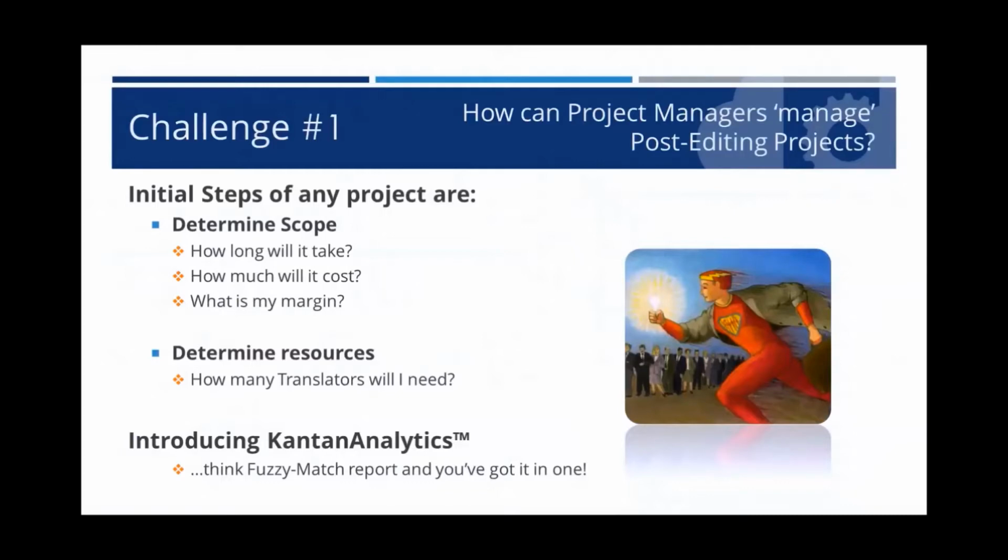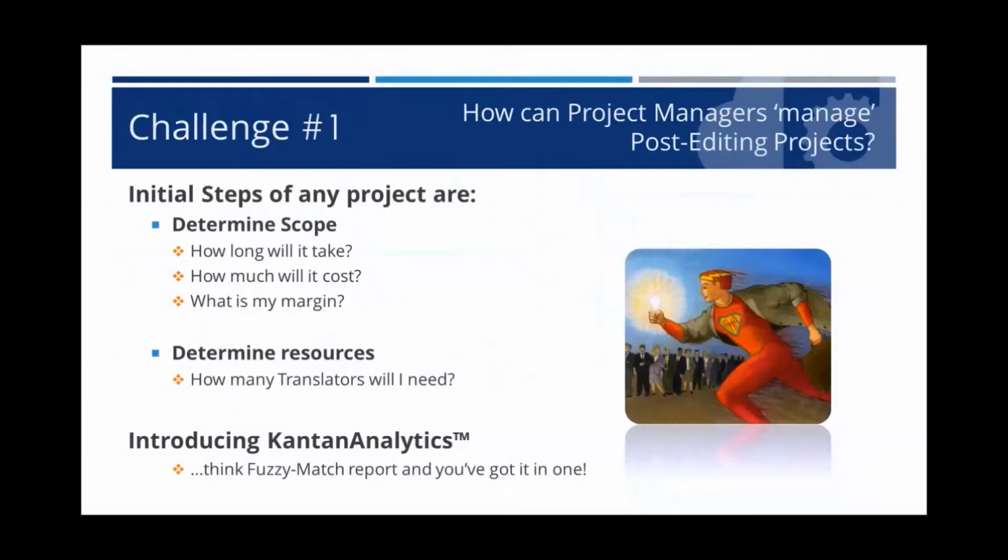Well, Kantan has been busy trying to solve this problem for our clients, and in order to solve it, we've introduced a technology called Kantan Analytics. And what Kantan Analytics is, basically, is a fuzzy match score for machine translation systems. And what it in essence allows you to do is to take sentences for translation and determine the quality of the translation output. Now, why is that important?